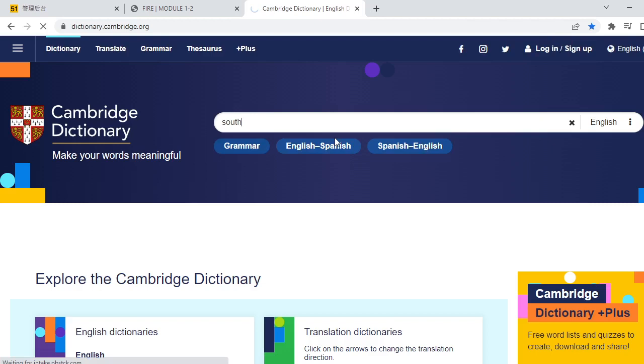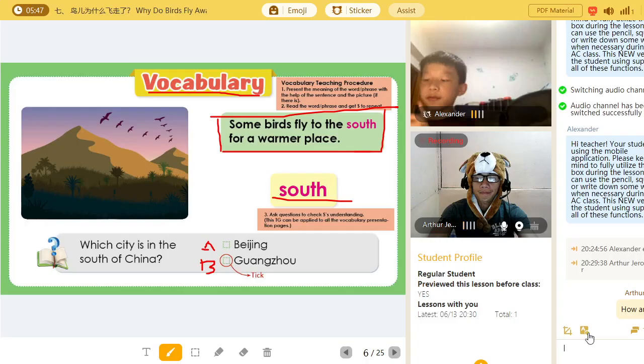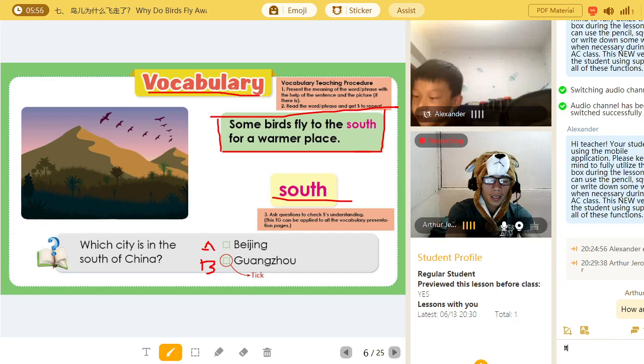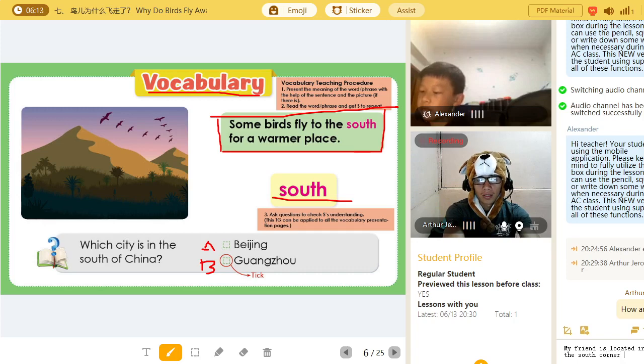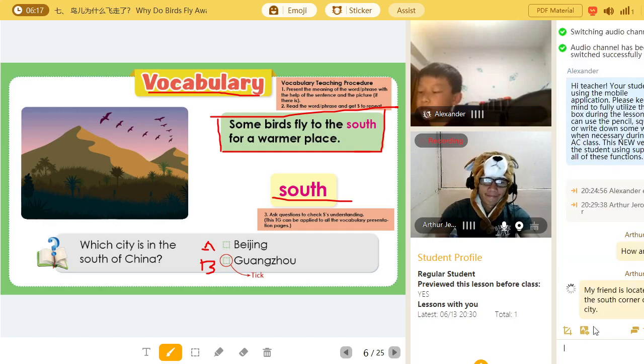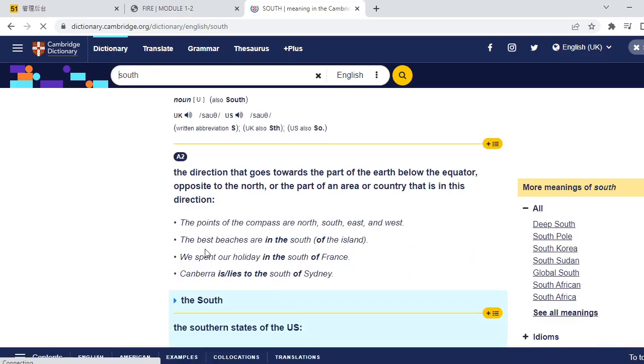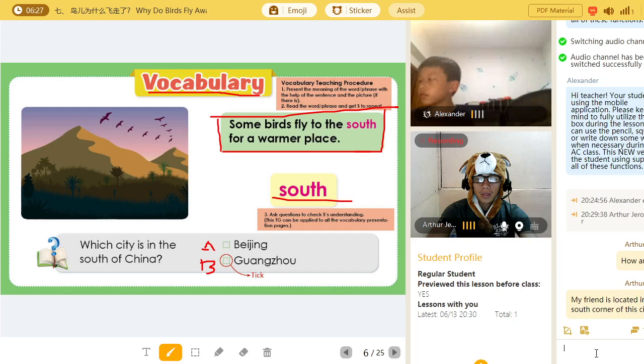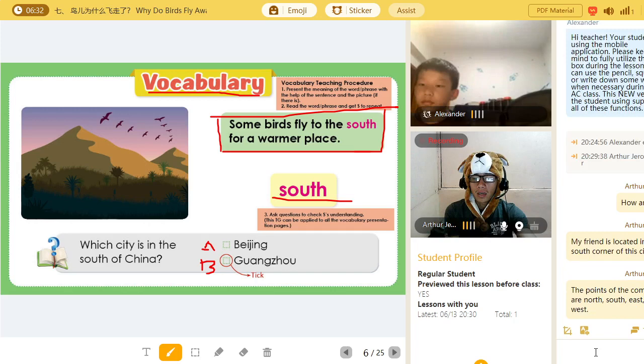And let me give you another example sentence. You can also say, my friend is located in the south corner of this city. All right. Another, you can say, please read this sentence. The points of the compass are north, south, east, and west. Okay?